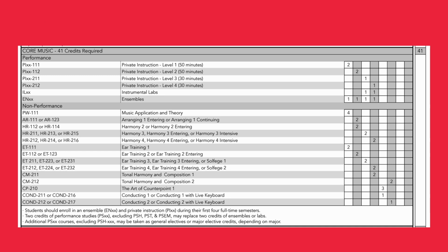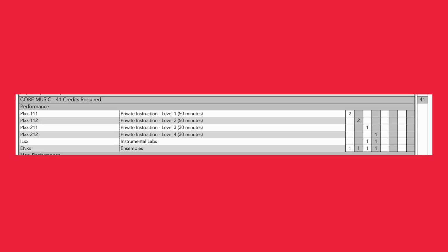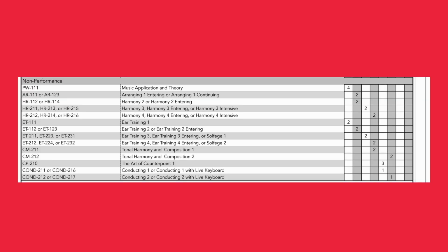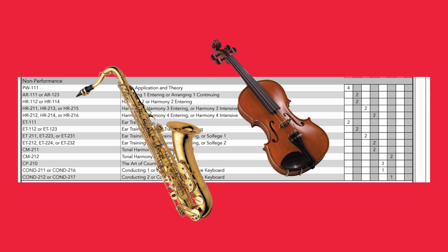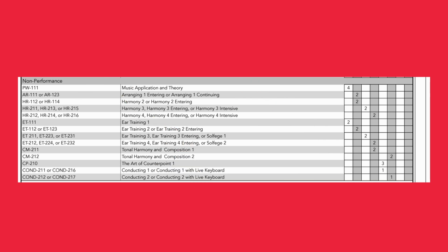We tend to separate your core music into performance versus non-performance core, which you'll see on each of your major grids. Your performance obviously will include classes like your private instruction, your ensembles, and your instrumental labs. Within your non-performance core, we like to informally refer to it as your jazz versus your classical core, separating your tonal versus modal music theory classes.